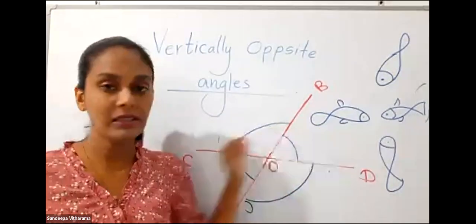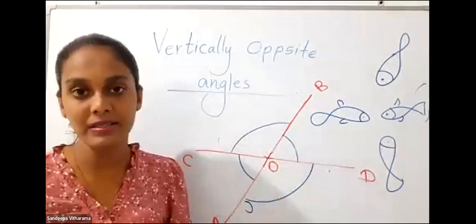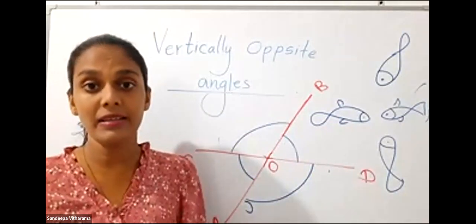The vertically opposite angles which are formed by intersecting two straight line segments are equal.